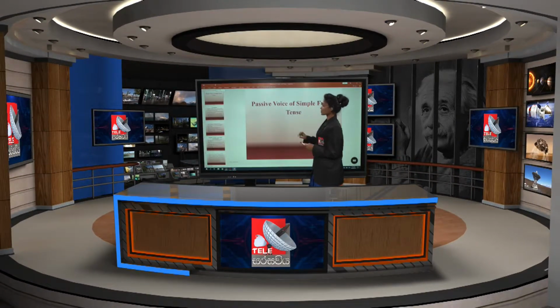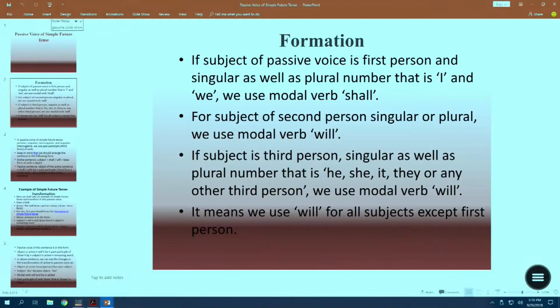Now, I am going to talk about the passive voice of simple future tense. Right. Then, its formation. We are going to discuss its formation, right? Here, if the subject of passive voice is first person and singular as well as plural number, that is I and we, we use modal verb shall, right? It's like this.